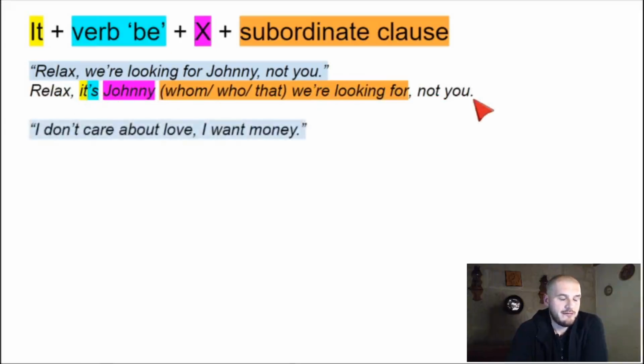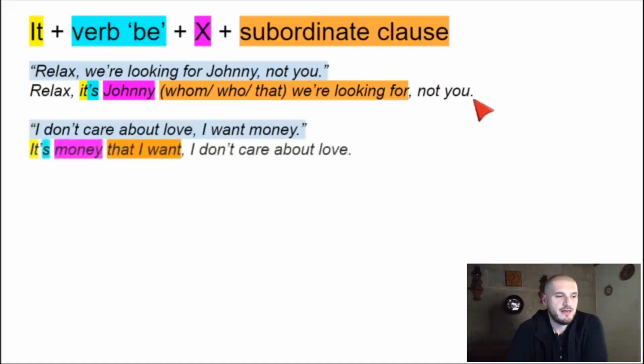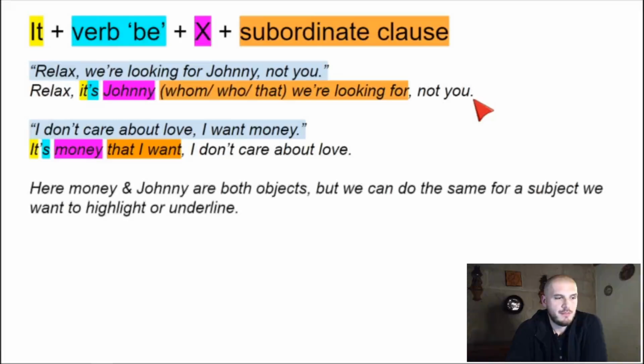I don't care about love, I want money. Let's make money the focus. It is money that I want. I don't care about love. Okay, so look at the different structure there. Money and Johnny in both of these sentences are objects, right? We look for Johnny. I want money. These are both objects. But we can also focus on a subject if we want to.